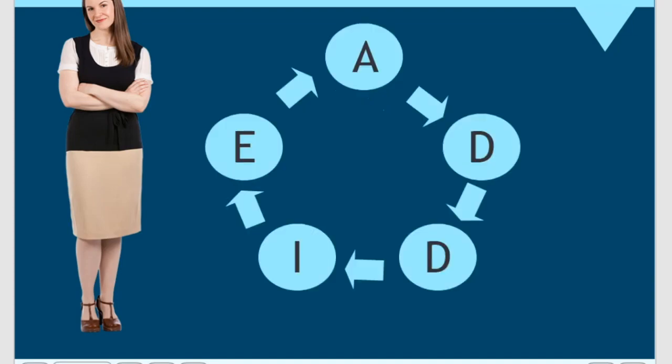The ADDIE model is a generic process traditionally used by instructional designers and training developers. The 5 phases, analysis, design, development, implementation, and evaluation, represent a dynamic, flexible guideline for building effective training and performance support tools. You can mouse over or roll over each letter, and you will find more information about the ADDIE model.